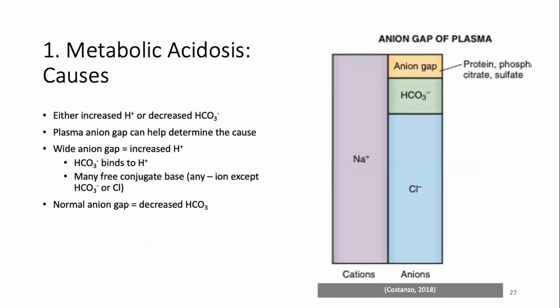Why is it important to learn about the anion gap? Metabolic acidosis can be divided into metabolic acidosis with wide anion gap or normal anion gap. In wide anion gap, you have more H plus, either by ingestion or H plus generated from pathophysiological causes. For metabolic acidosis with a normal anion gap, it is usually because of decreased bicarbonate.